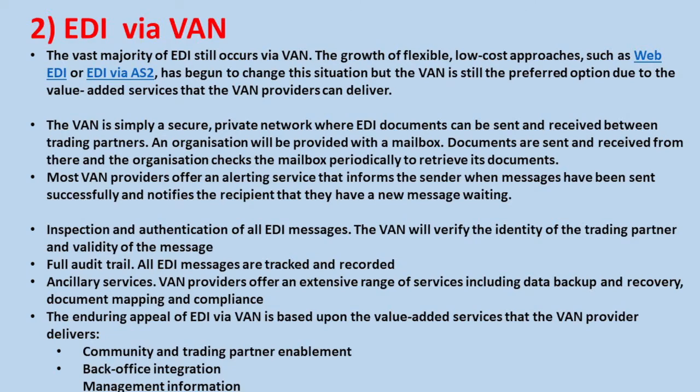WAN is simply a secure private network which helps to transfer or receive EDI documents between trading partners. An organization will be provided with a mailbox. Documents are sent and received there, and the organization checks the mailbox periodically to retrieve its documents. That's all. Like our email, in the same manner EDI documents are shared between two business partners. Whatever mail we receive appears in our inbox. We check the mailbox and can automatically reply to that mail. In the same manner, EDI documents are available in the mailbox.